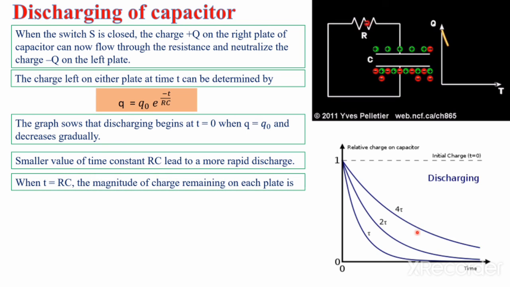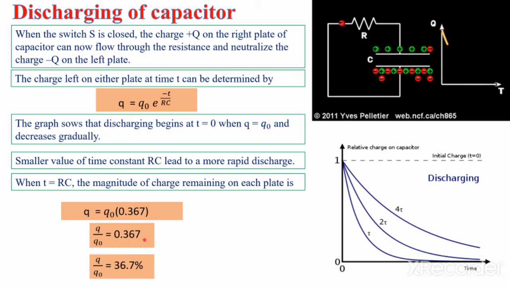By putting t equals RC in this equation, we get Q equals Q naught times 0.367. Q divided by Q naught equals 0.367, and in percentage we can write Q divided by Q naught equals 36.7%. The time constant RC for discharging of a capacitor is the time at which the capacitor discharges to 36.7% of its maximum value of charge. That is Q equals 36.7% of Q naught.